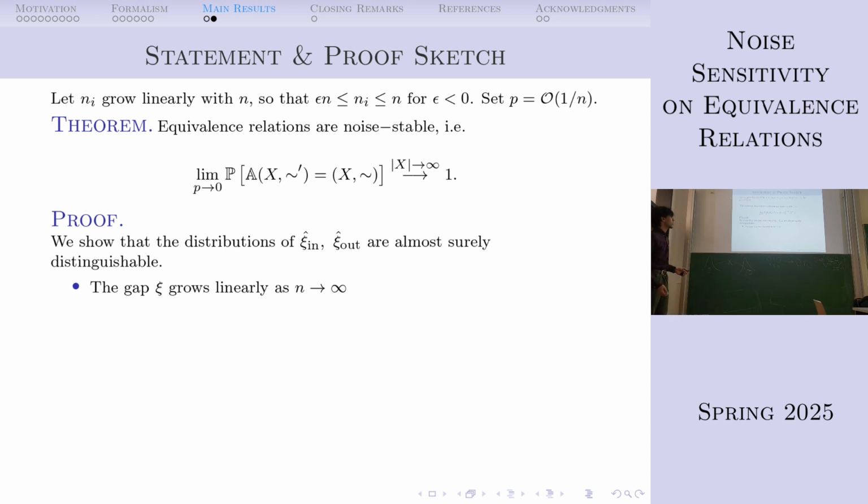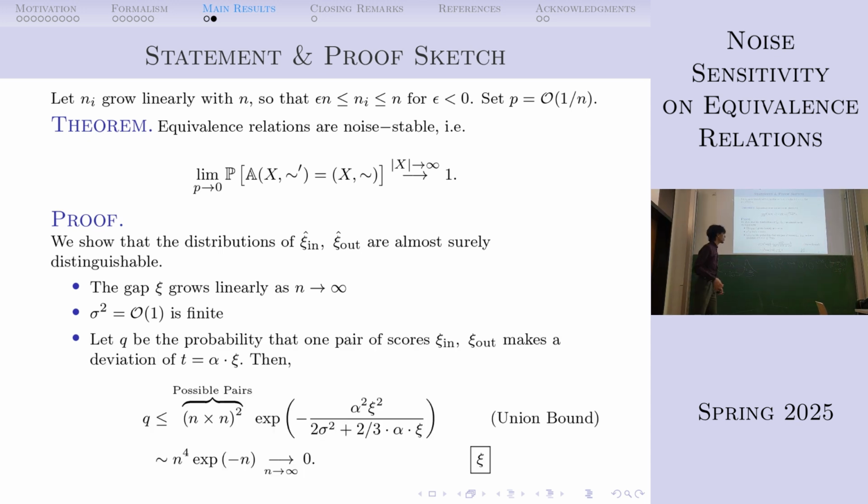All we need to show is that we can distinguish between the distributions of x in and x out, and we can. Because the gap grows linearly, the gap gets larger and larger, so this gets infinitely large, and the variance of this gap is finite. So if we fix n and we imagine the gap to be of some distance, then we know that it won't go too far away from it. And so we conclude with this.